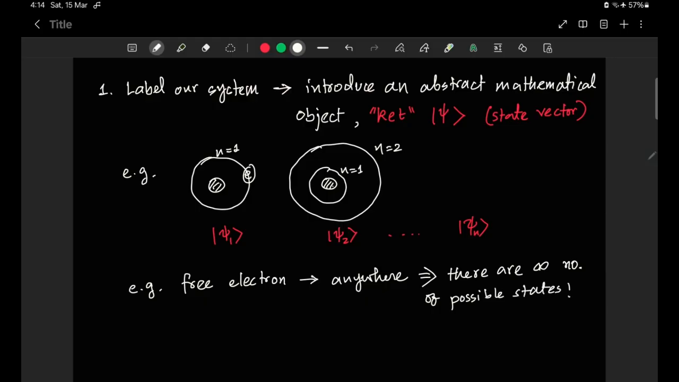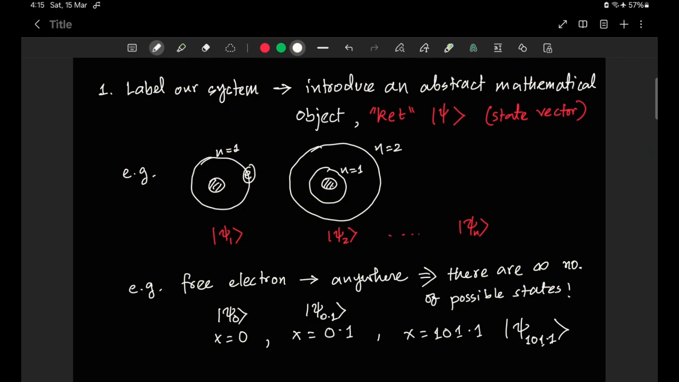Why? Because it can be at x equals 0 location. We can write this as psi ket of 0, or it can be at x equals 0.1. This is a different state, and we write it as psi of 0.1, or it can be at x equals 101.1 location, and we can write this as psi 101.1 ket. Okay, and there is an infinite number of possible states for the free electron. Right. So hopefully the notion of this abstract object called the ket is clear. It is basically describing the state of our system.